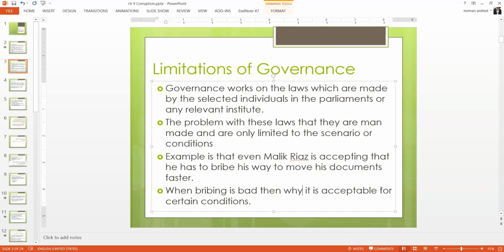So we already know bribing is bad. So why is it acceptable in certain conditions, just like the example above? It means the laws are imperfect. Okay, let's go to the next.